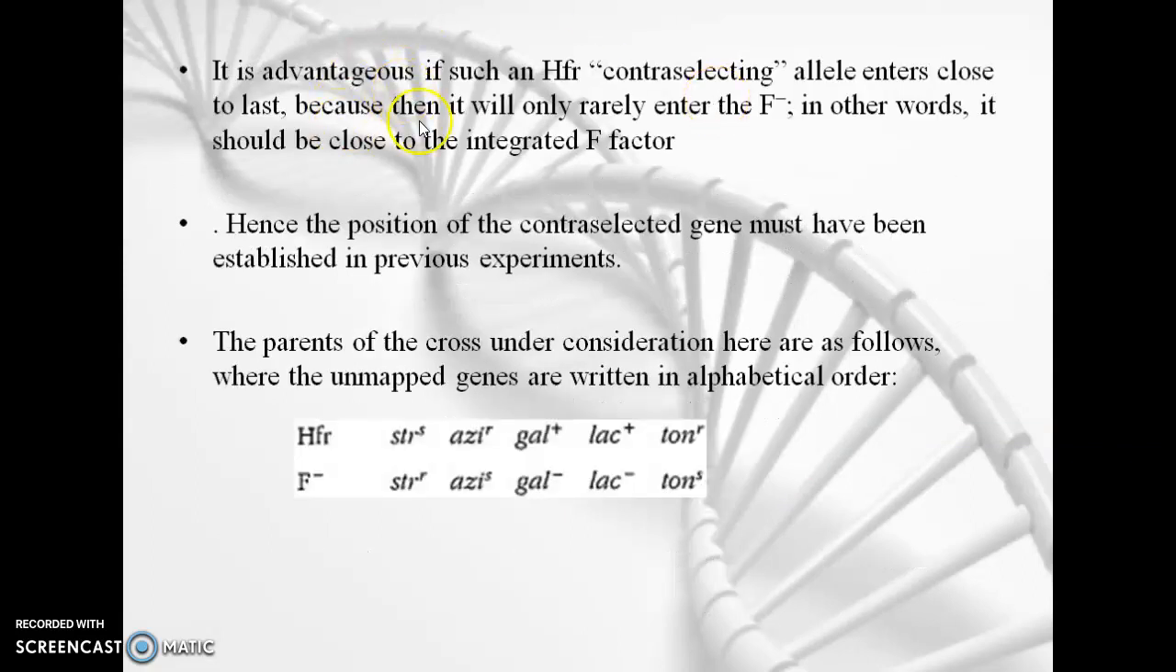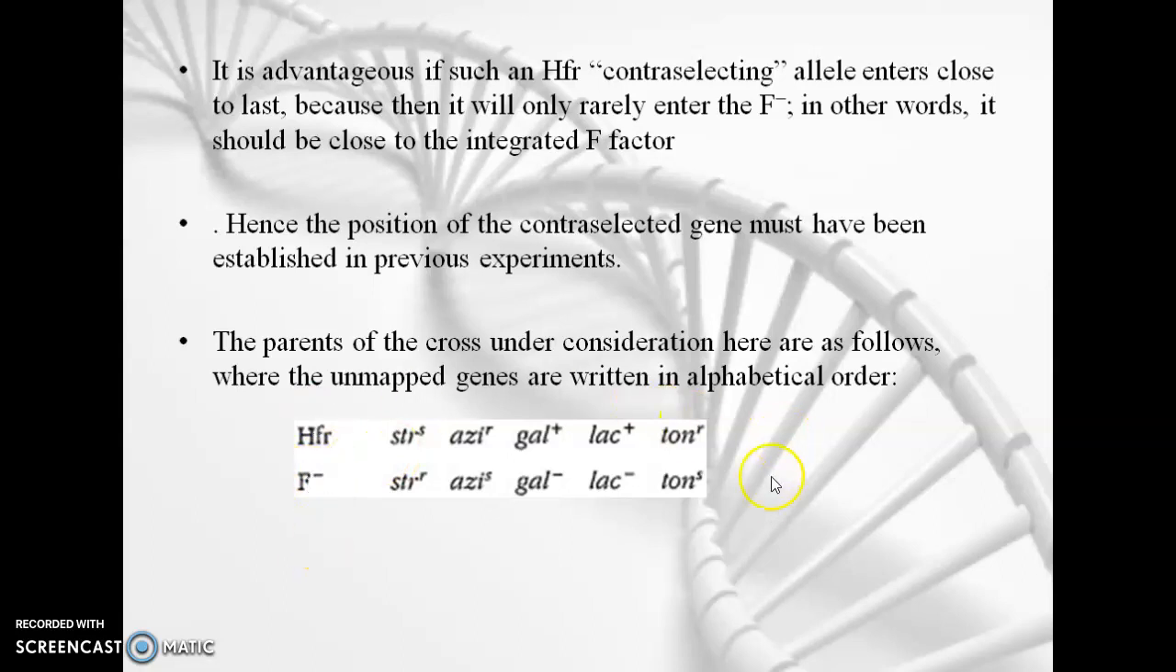And it will be advantageous if that counter-selecting allele, in the previous case that we have discussed, streptomycin resistance or streptomycin sensitivity, is very close to the integrated F factor, or enters close to last, because then it will only rarely enter the F- cells. So if it is so close to the integrated F factor, it will be advantageous in mapping by interrupted mating. And for that, the position of the counter-selected gene must be already established. We should know the position of the counter-selecting allele or the gene.